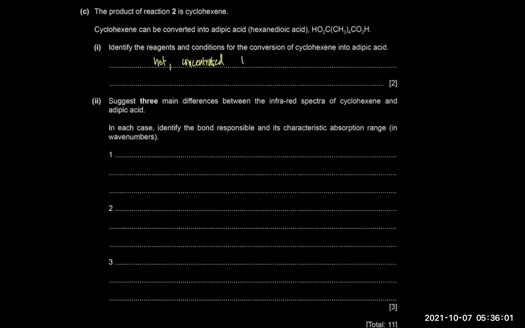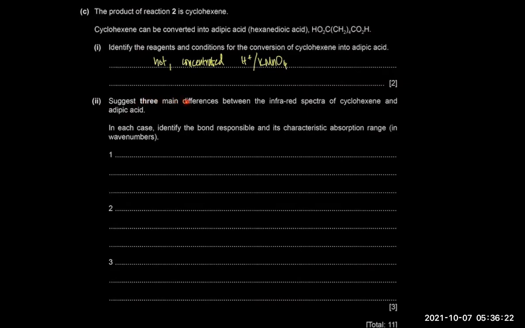Acidified KMnO4 or MnO4 minus. You can say KMnO4 as well. The potassium is obviously just a spectator. Just watch, it's a spectator. Right?